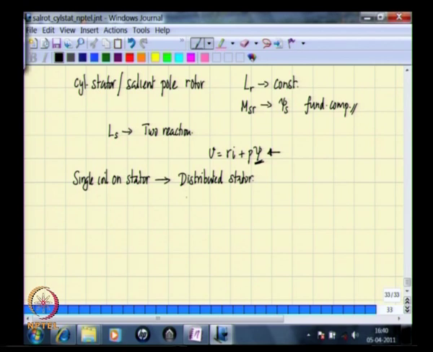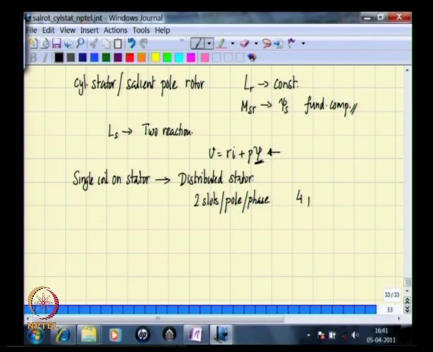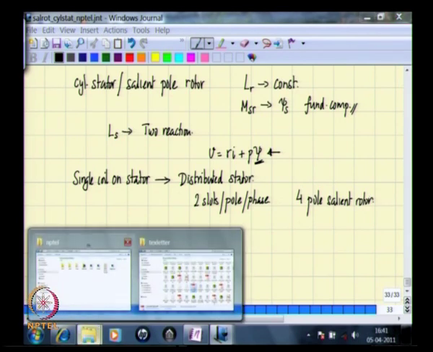So, in order to understand how this stator is going to look, let us look at a simple animation where the stator winding is distributed over two slots per pole per phase. We are going to look at an animation where one phase alone is going to be wound, and that phase per pole occupies two slots. This is a 4 pole salient rotor structure. So, let us look at the animation for that.